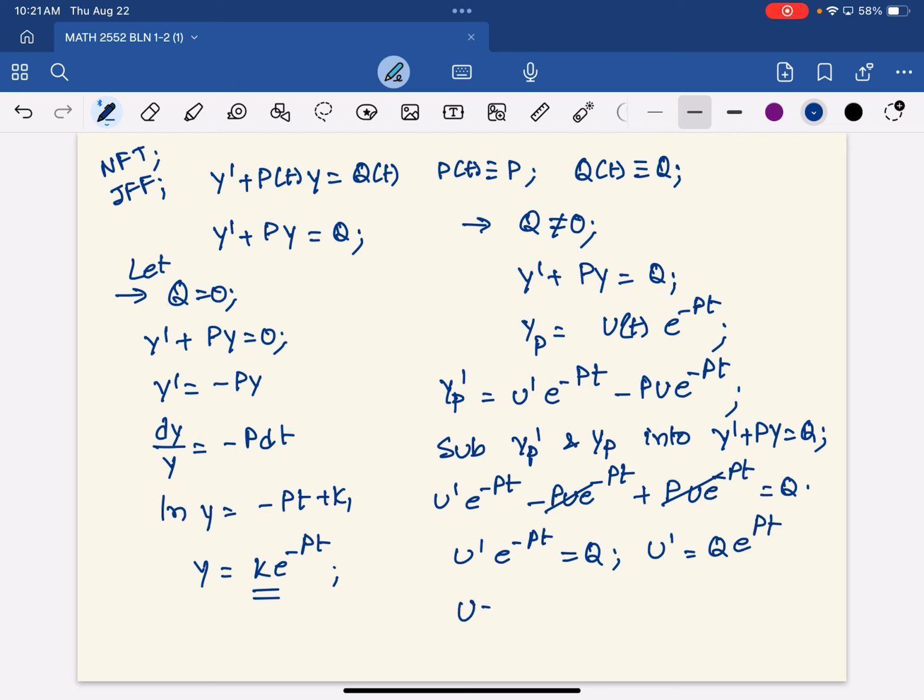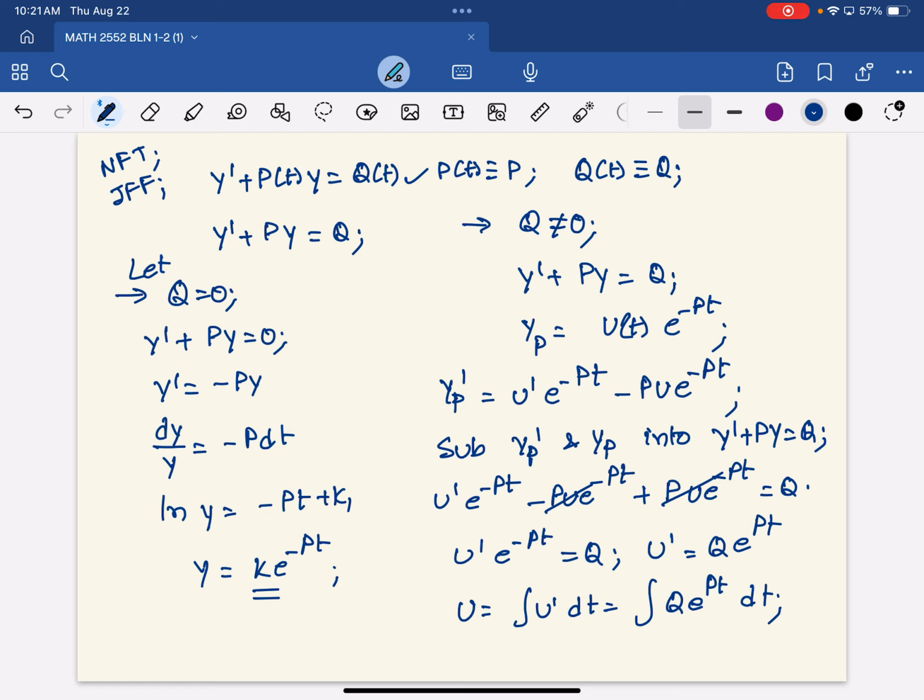So u is going to be the integral of u prime with respect to dt. So that's going to be the integral of q times e to the pt dt. Right? Do you agree with me on that? Yes? So I had a difficult problem. Be with me on the story. It's really nice. You know, historians did it for you. Okay, I'm not doing it for you.